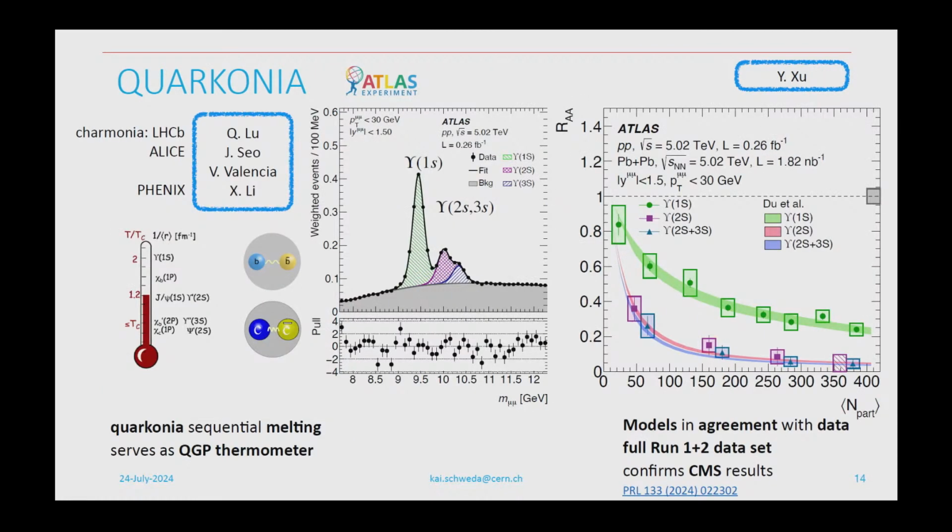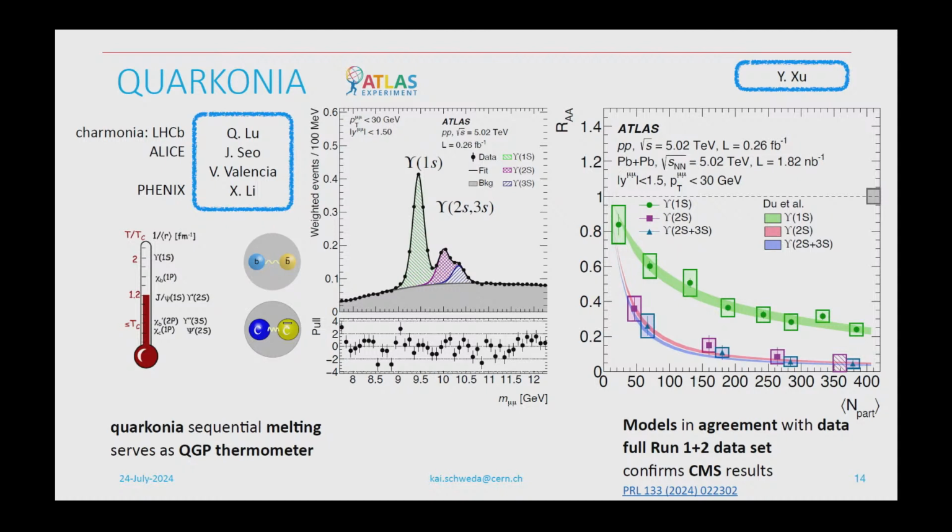Quarkonia was long ago suggested to probe the temperature of the medium. This means they start melting, where the most compact, the most bound quarkonium is expected to melt last. And ATLAS has measured this. This is the PP result. You see the upsilon 1S state, the bound state of bottom and anti-bottom quark, and then the first and second radial excitation, upsilon 2S and 3S.